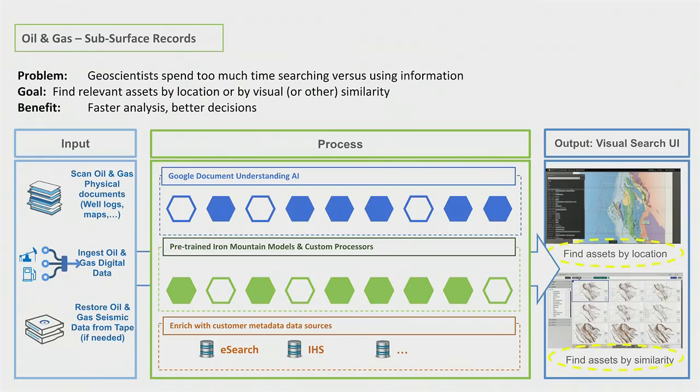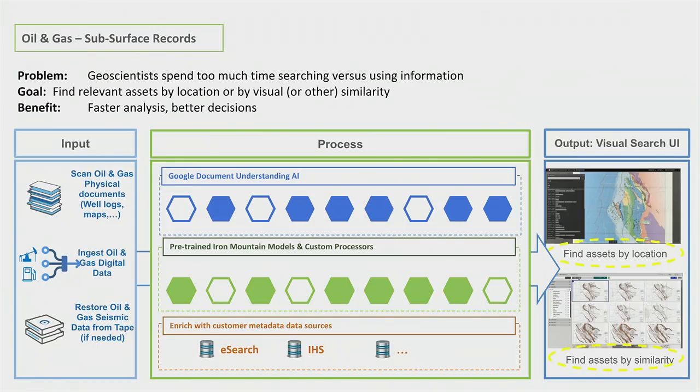So what we're doing here is processing the information, again, using document understanding AI. We also can enrich the information with external metadata sources. So it's about pulling as much information, metadata, together from using AI as well as from existing sources and putting that all together in a visual search UI that allows geoscientists to search for it in a way that makes sense, right? So instead of spending half your time looking for the stuff, you can now spend most of your time actually analyzing it.